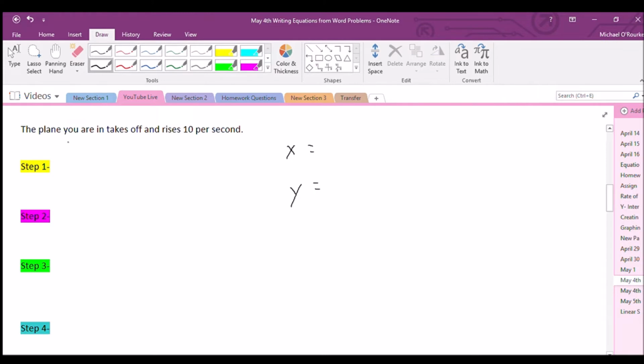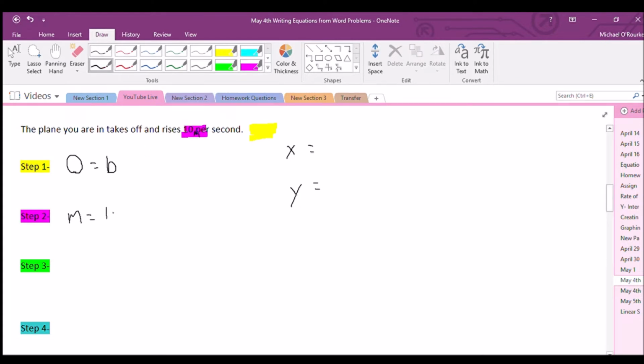So a plane takes off and rises 10 meters. I should have written meters in there. So our initial value is not there. There's nothing there. It says we start here. Now we can assume our initial value is 0, because we're taking off. We start at 0 height. Then our rate of change is 10.